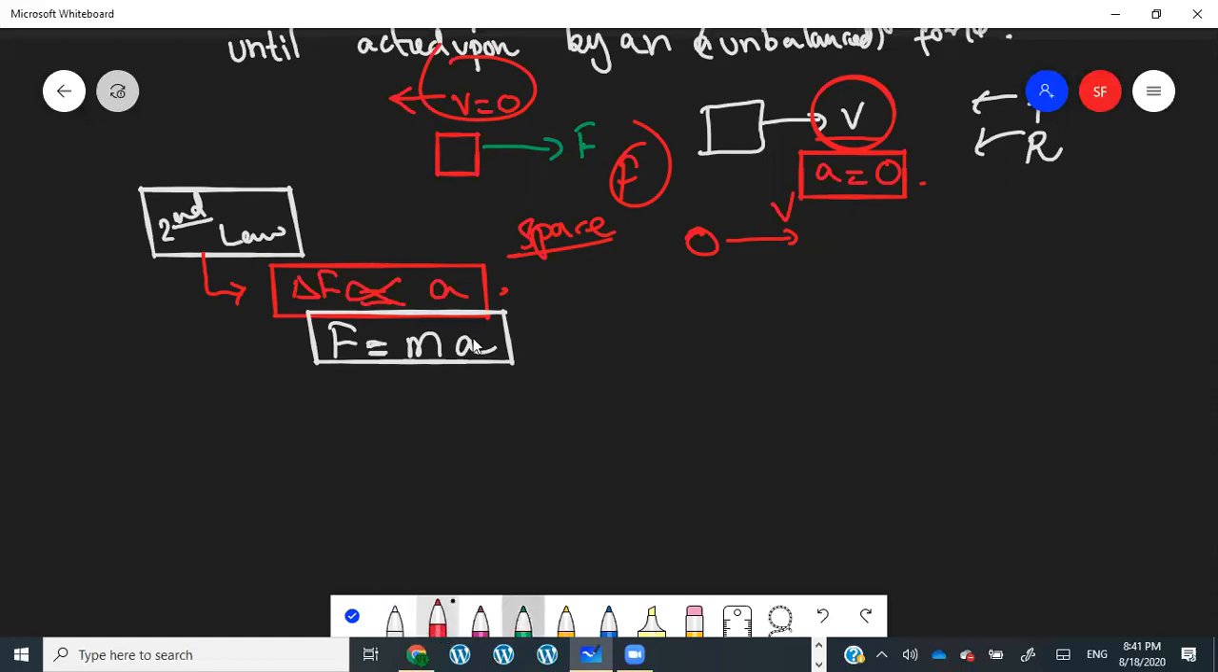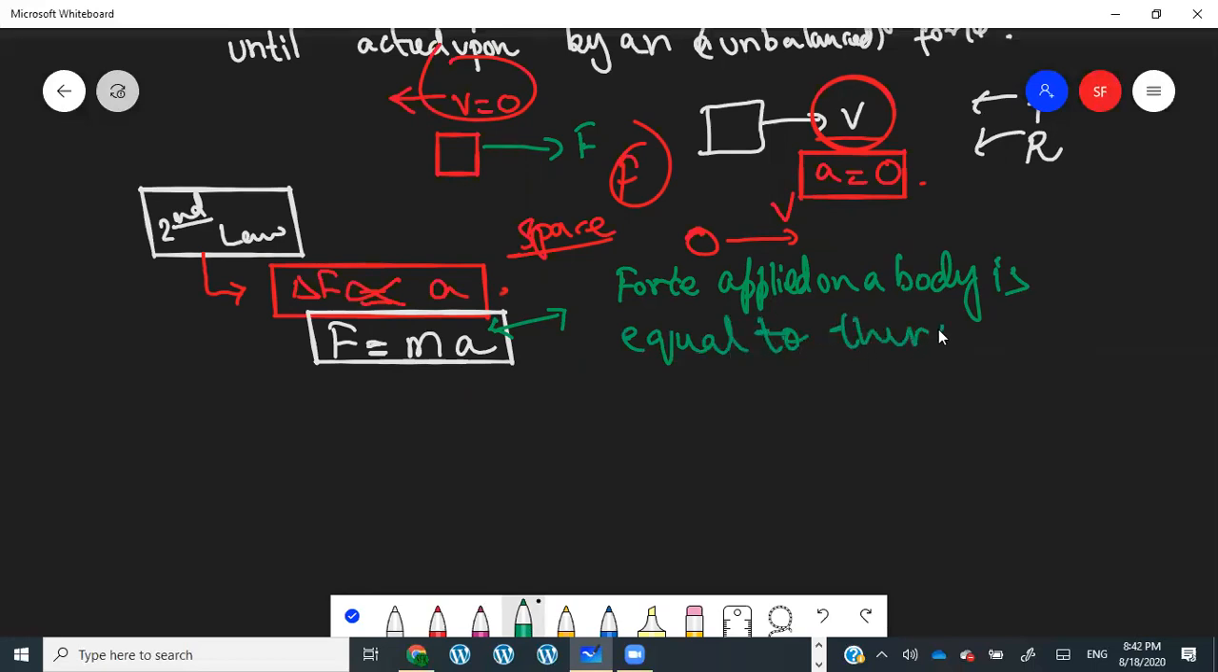Now in AS, this is a bit more extended. In AS, we define it as, according to Newton's second law, the force applied on a body is equal to the rate of change of momentum of that body.